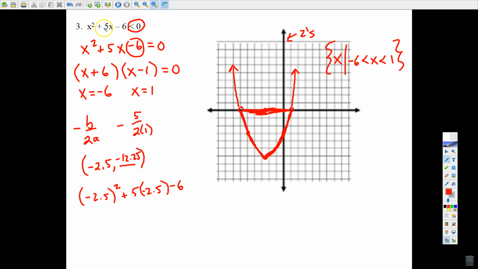Negative 1. If you plug negative 1 in for x in both cases, negative 1 squared is 1, minus 5, minus 6. 1 minus 5 is negative 4, minus 6 is negative 10. That is definitely less than 0. So that's good. Any number for x in between will make this true. It will satisfy this inequality. And so that is your final answer for number 3.